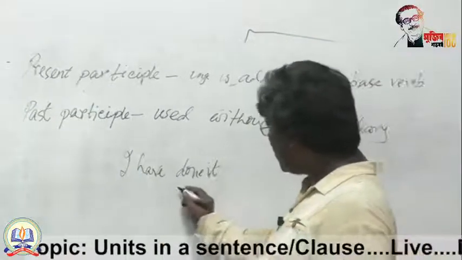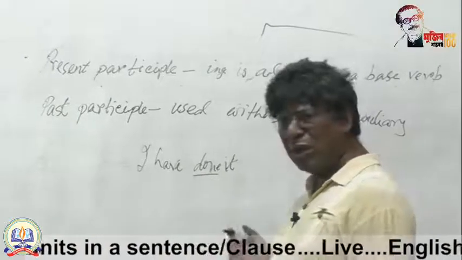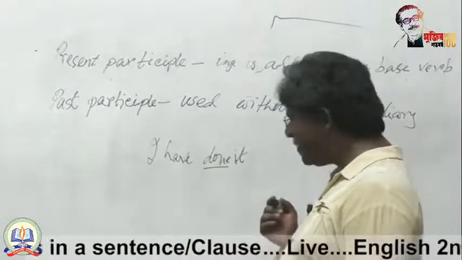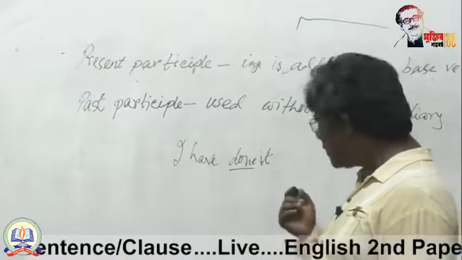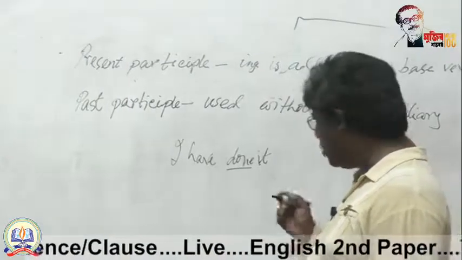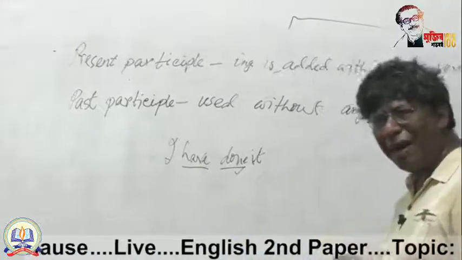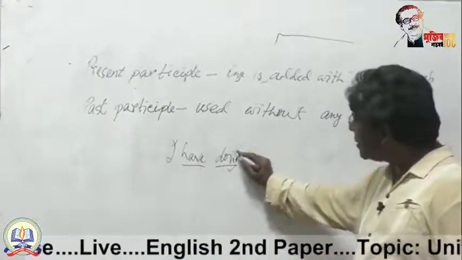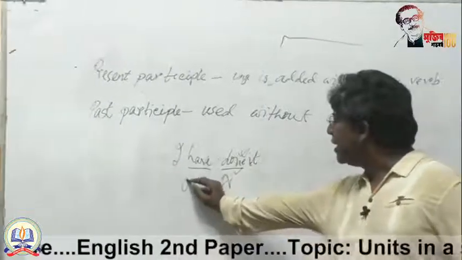We get the past participle of the verb do as the finite verb in the sentence. The past participle of the verb do is done, followed by an auxiliary verb have. So this is a finite verb with an auxiliary have.